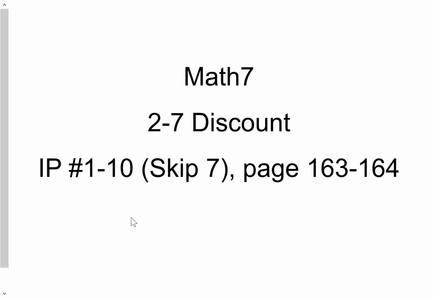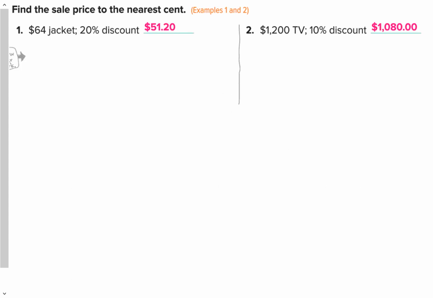Hi there. Today we're going to discuss independent practice numbers 1 through 10, skipping number 7, page 163 and 164. This is in chapter 2, lesson 7 for discount. There are two methods to finding discount. I'm going to alternate between both, but I do favor method 2.